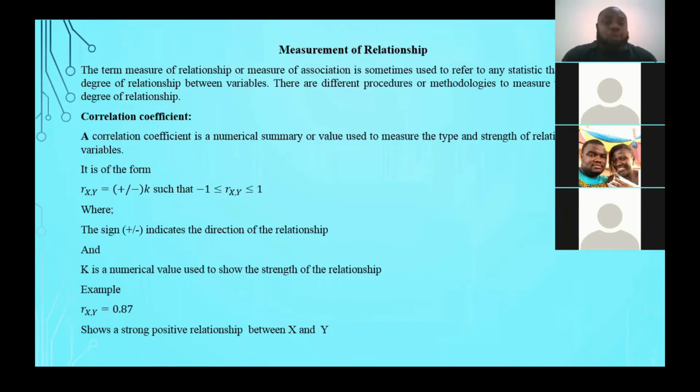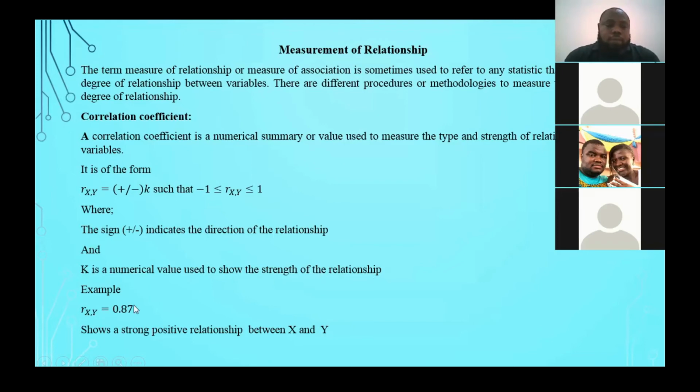It is of the form rho subscript xy, where xy is showing the two variables under consideration, is equal to plus or minus k, such that -1 is less than or equal to the correlation coefficient, which is in turn less than or equal to 1. Where the sign plus or minus is used to indicate the direction of this relationship. Direction, by that we mean if it is either positive or negative. And the k is a numerical value used to show the strength of the relationship.